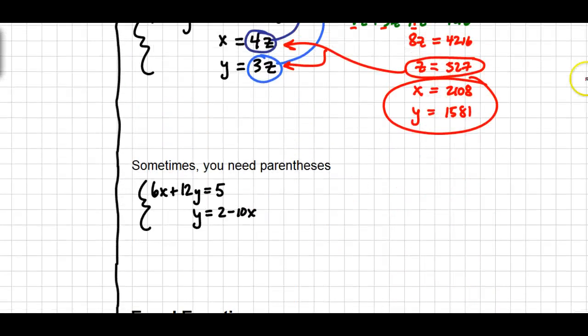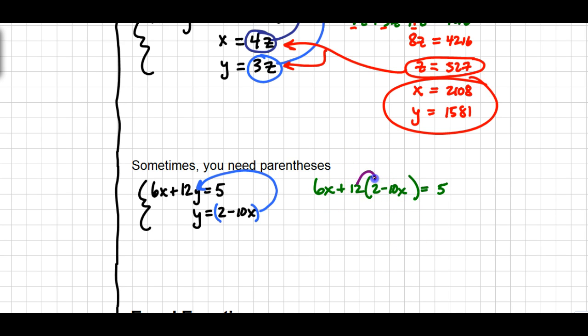When you're working with a system and you do substitution, sometimes you will need parentheses. I notice here that y is a single variable, so I can use that to substitute into the top equation. So I'm going to put this in parentheses, and I'm going to substitute that in for y in that top equation. So I'm going to rewrite that top equation as 6x plus 12. Then in place of the y, I'm going to put in this entire expression, 2 minus 10x. Now you'll notice that the only variable left is the variable x. I can solve for x now.